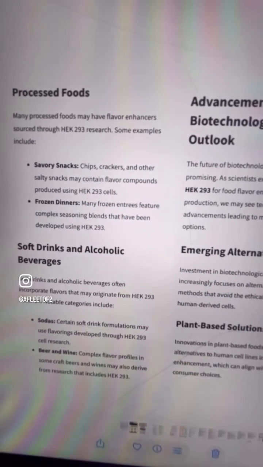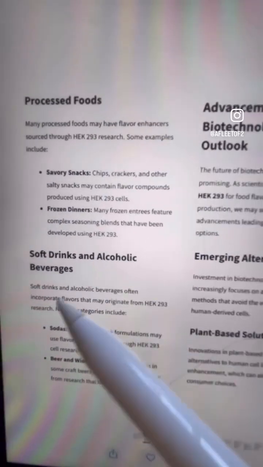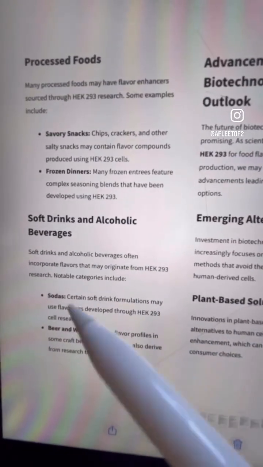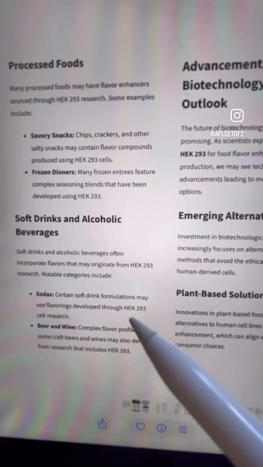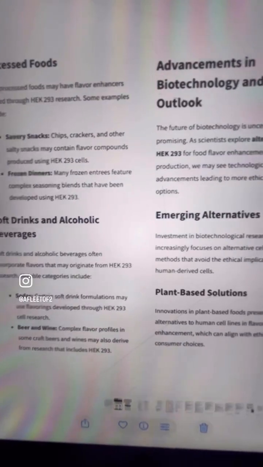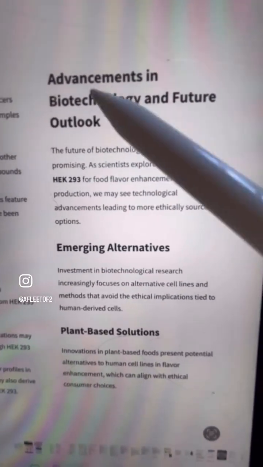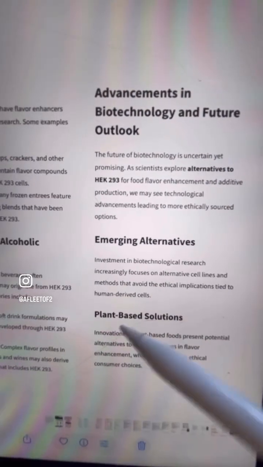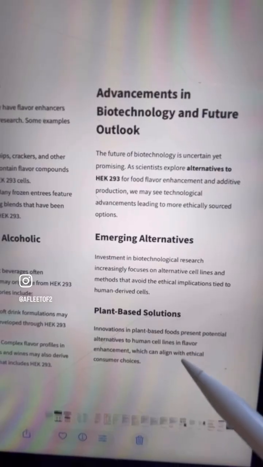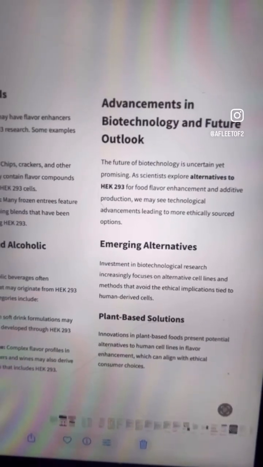And so that's your frozen dinner, soft drinks and alcohol beverages, sodas, beer and wine. They all have the HEK 293. And then advancement in biotechnology and future outlook. They're talking about plant-based solutions for consumers.